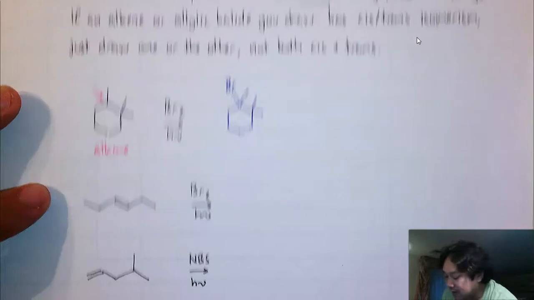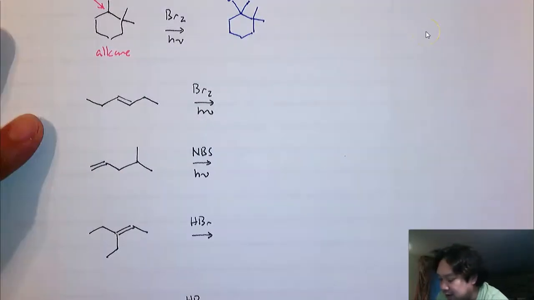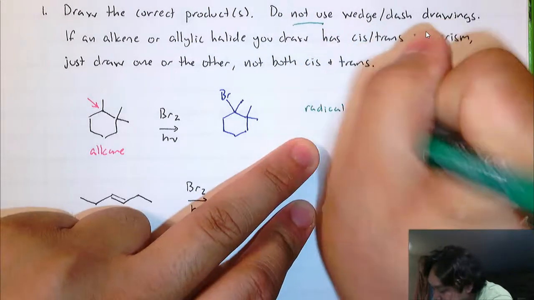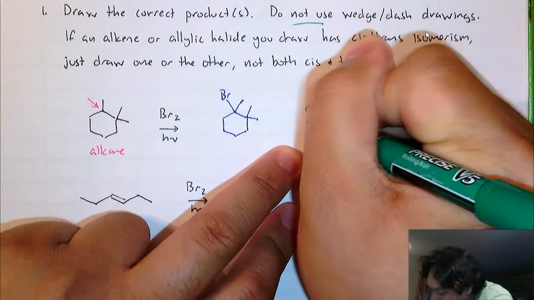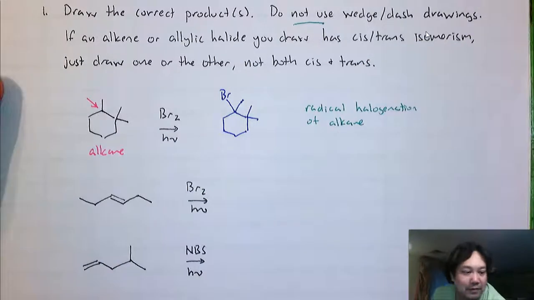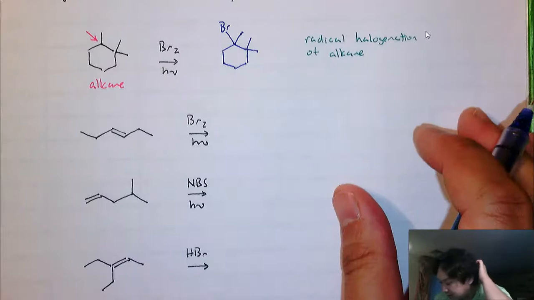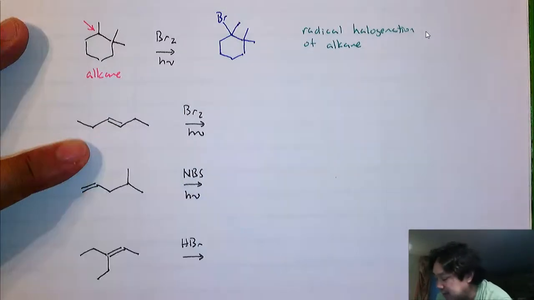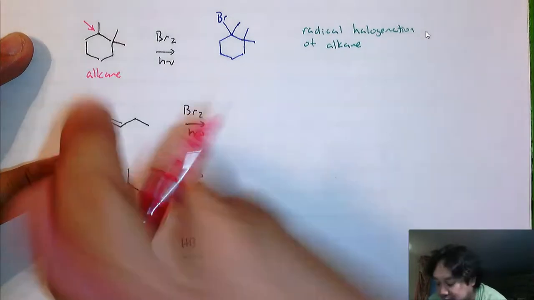What is this? Oh, why don't I name these reactions also? Radical halogenation of an alkane. I have to go a little bit faster because I do have some problems that I want to show on this video. So this one is allylic halogenation, because we have an alkene.